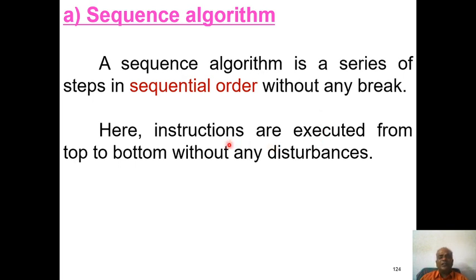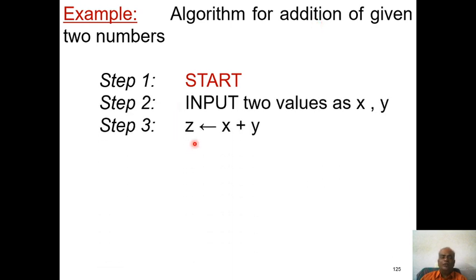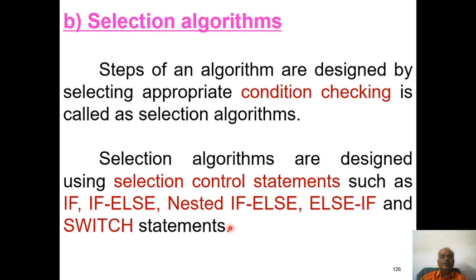Here instructions are executed from top to bottom without any disturbances. Simple example, already we discussed this example: addition of 2 numbers. Start, taking 2 values and adding 2 values and assigning and print and stop. Here there is no deviation. Step 1, step 2, step 3, step 4, step 5. So that is sequence.